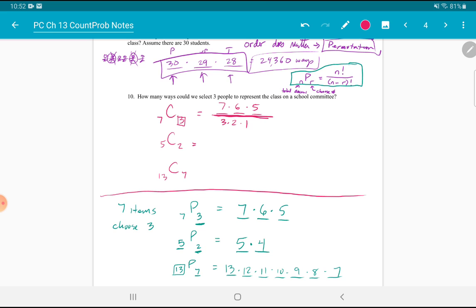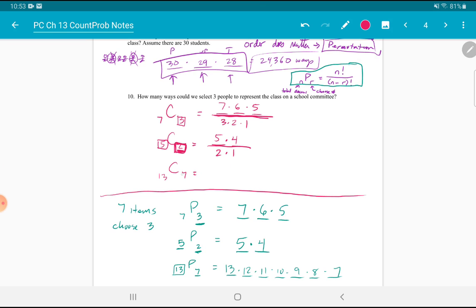If I wanted to do 5c2, again, I'm thinking of it almost like a permutation. Okay, so I have 2 items to choose from. 1, 2. I start off with 5 times 4. And then because it's a combination, I divide it by, what's this number here? 2 factorial. 2 times 1. Just like that.